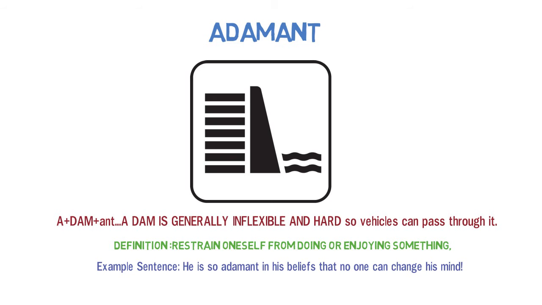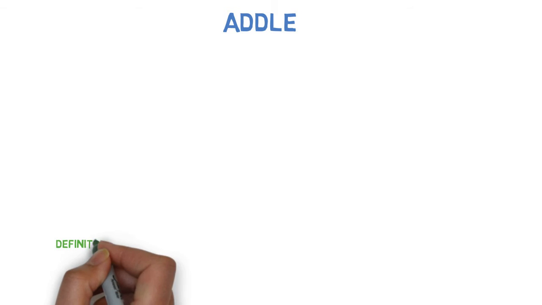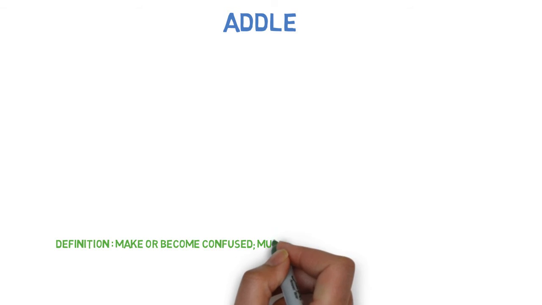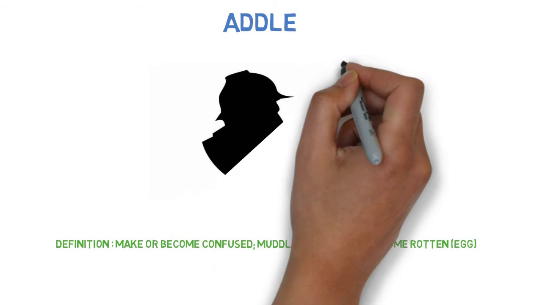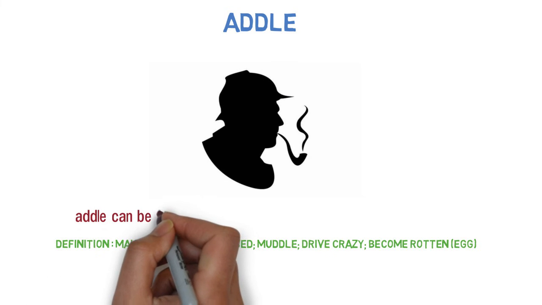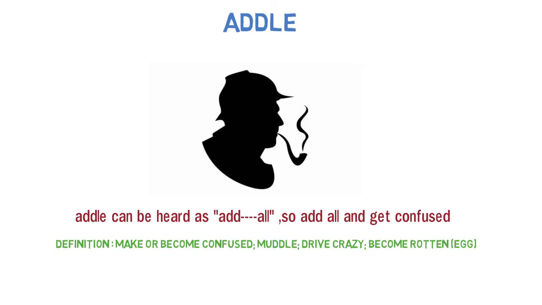Next. Addle. Definition of addle is make or become confused, muddle, drive crazy, become rotten like an egg. And the mnemonic which we can use here is, addle can be heard as add plus all. So add all and get confused.